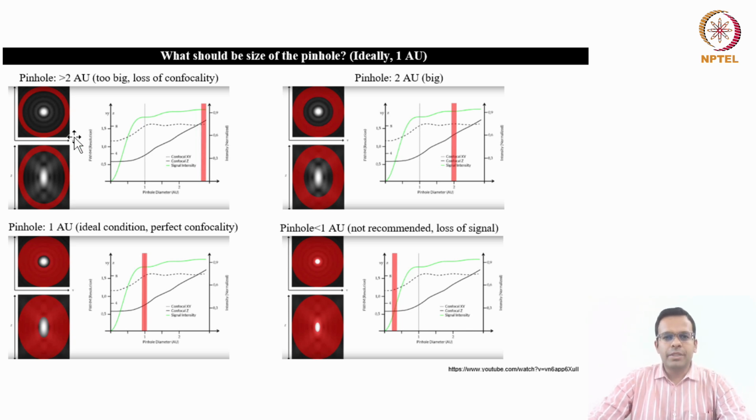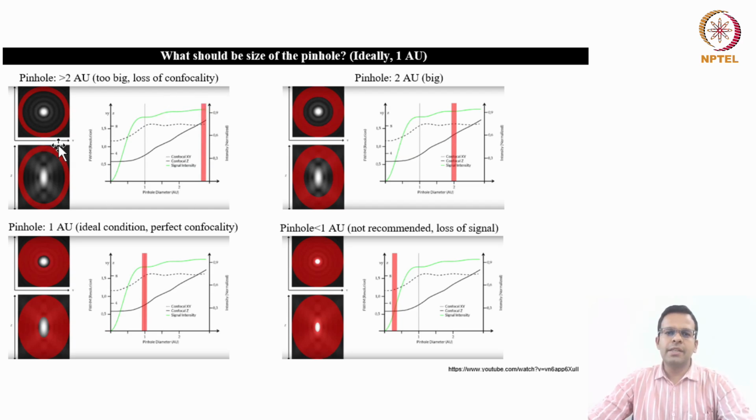So see what happens. Here you are seeing the emitted light from the sample, and the red ring represents the diameter of the Airy ring. Here the pinhole is widely open, greater than 2 Airy units. It is too big, and because of that it will lose the confocality. Now why will it lose the confocality? You can see that here.